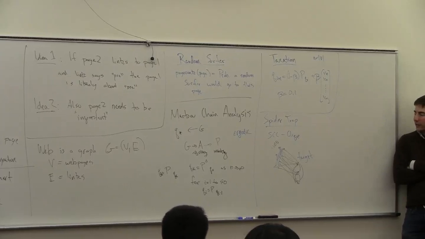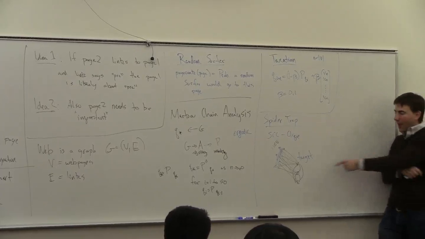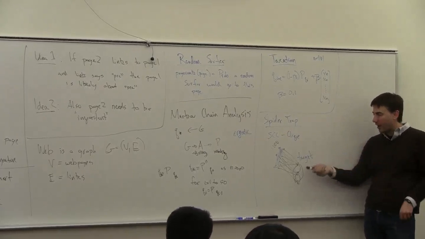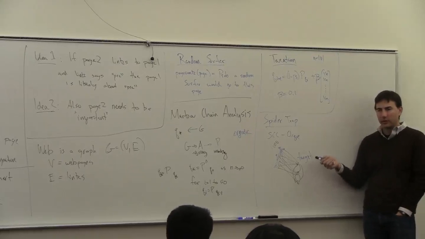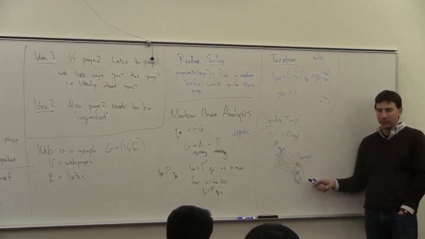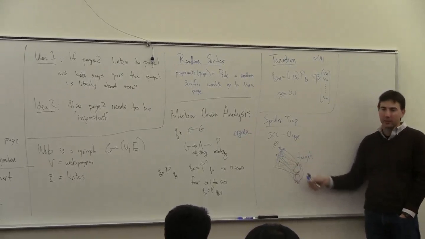Well, so this part of the graph. So there are two ways. This part of the graph has a very specific structure. You have a bunch of pages linking to these small improvements. Now, it could be these are just popular web pages.